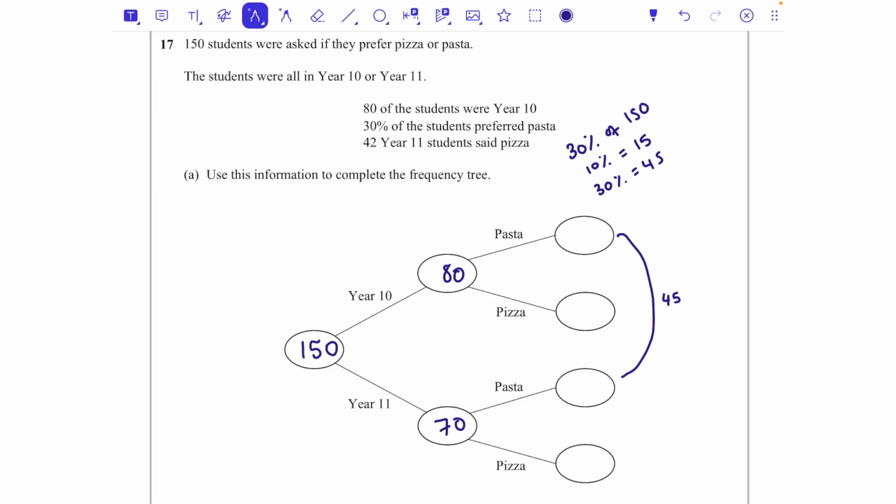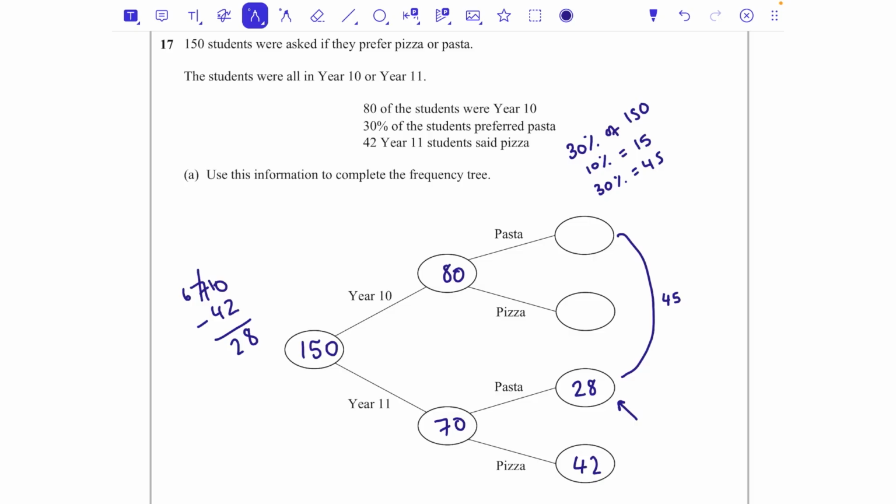42 year 11 students said pizza, so this is 42. So I can work out the number of students saying pasta here by doing 70 take away 42. Now if there's more on the floor, borrow from next door. 10 take 2 is 8 and 6 take 4 is 2. So 28 is going here.